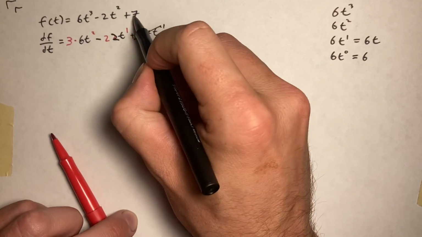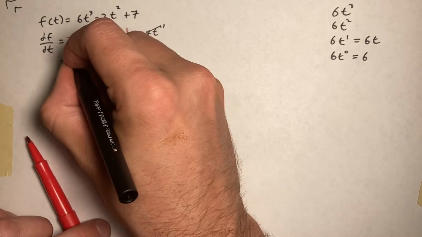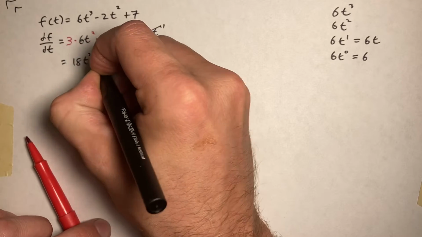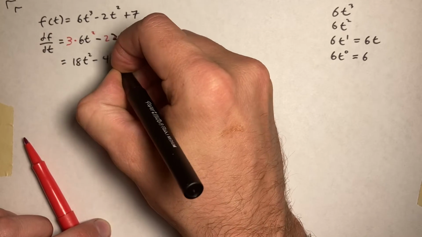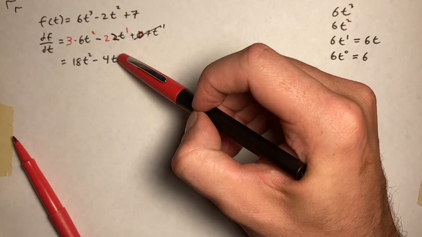So if you ever have a constant and you're taking the derivative of it, it's going to go away. So my derivative of this would equal 3 times 6 is 18t squared minus 2 times 2 is 4t to the 1, or I can just leave it as t if I want to. So that would be my derivative. Okay. To do an integral, that's the opposite of this operation.